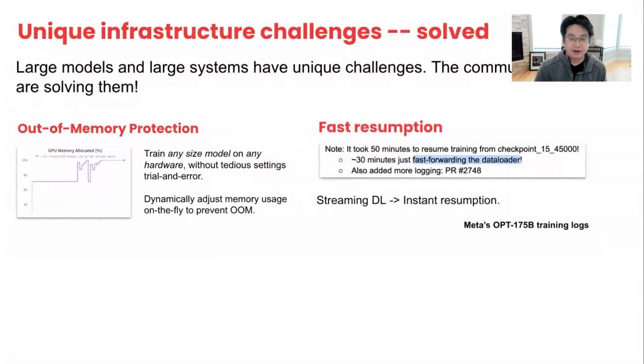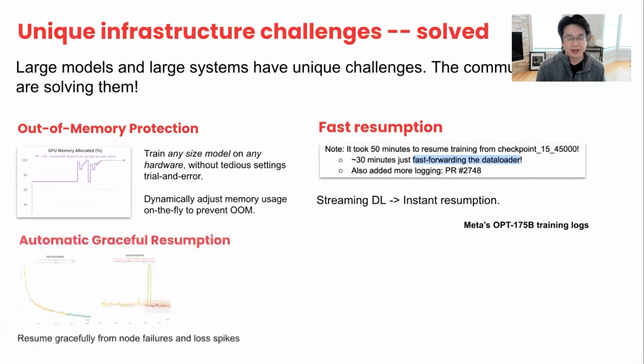The other unforeseen fact of these large language models is that if you do need to resume training from a checkpoint, it can often take a long time for that training to restart. This is from the Meta OPT logs. We're talking about an hour to resume training, during which all the GPUs that you're paying for are idle. Some of this time is spent downloading the checkpoint. Some of this time, about 30 minutes here, is spent just fast forwarding the data loader. Instead, we've implemented the MosaicML streaming dataset, which will resume instantly to reduce that downtime when your expensive GPUs are not being used.